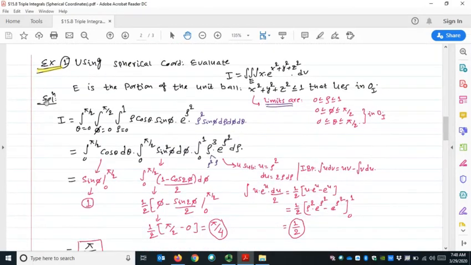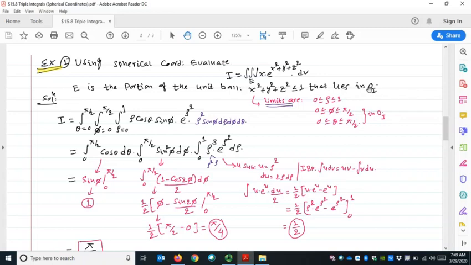Here, great. So let's do another example, example 1. Using spherical coordinates, evaluate the triple integral I equals the triple integral over E of x times e to the power x squared plus y squared plus z squared dV, where the region E is a portion of the unit ball that lies in the first octant. Unit ball of radius 1, that means rho's limits are 0 and 1.